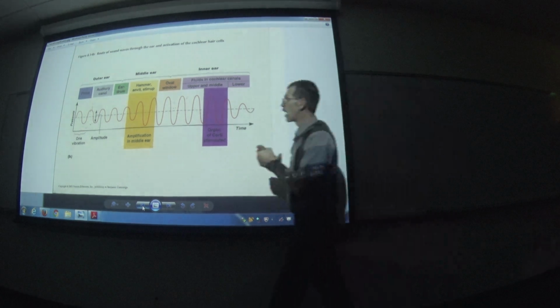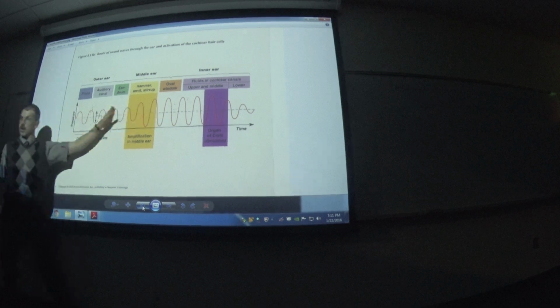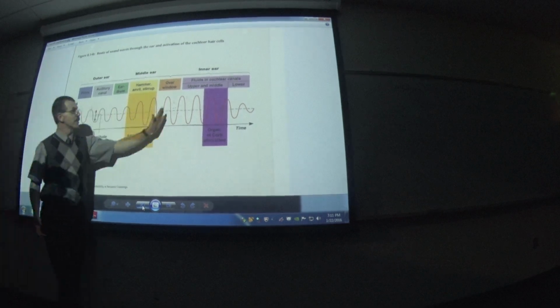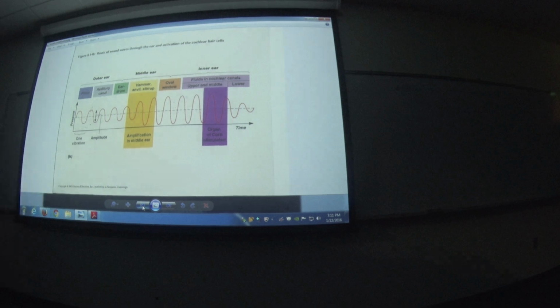If you're conductively deaf, the signal from here to here isn't working. If you're neural deaf, it's basically here to here that's not working. If you're mixed, it's both parts. Depending on which type of hearing aid, cochlear or not, they're trying to hit a different part of the ear. That's what they're trying to do.